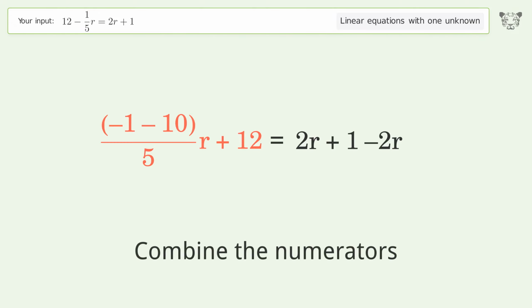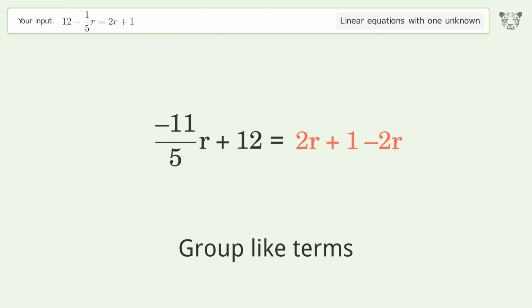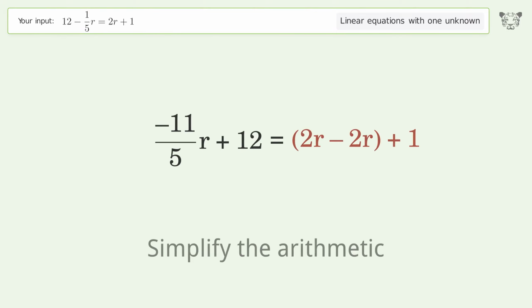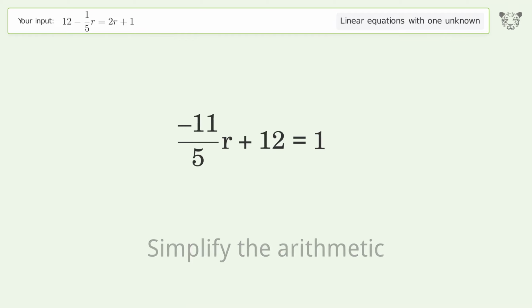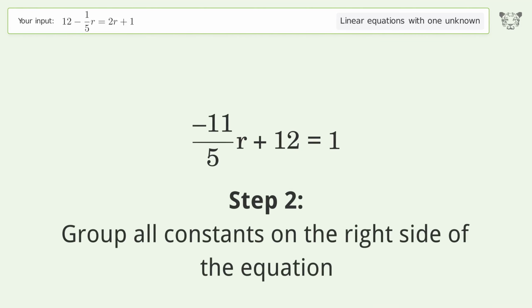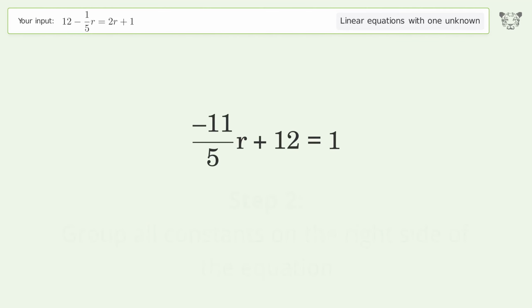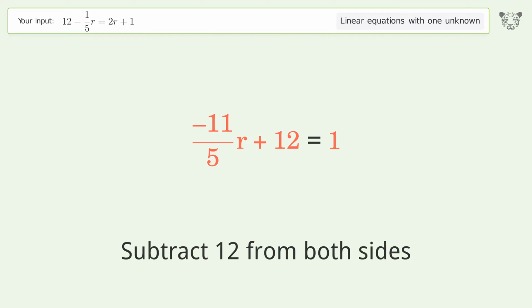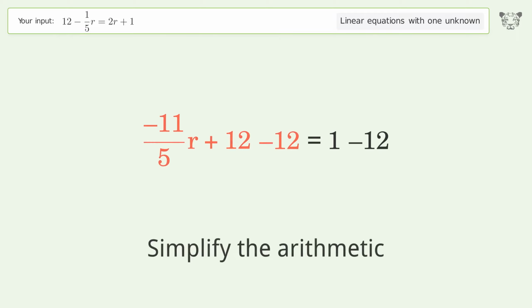Combine the numerators. Group like terms. Simplify the arithmetic. Group all constants on the right side of the equation. Subtract 12 from both sides. Simplify the arithmetic.